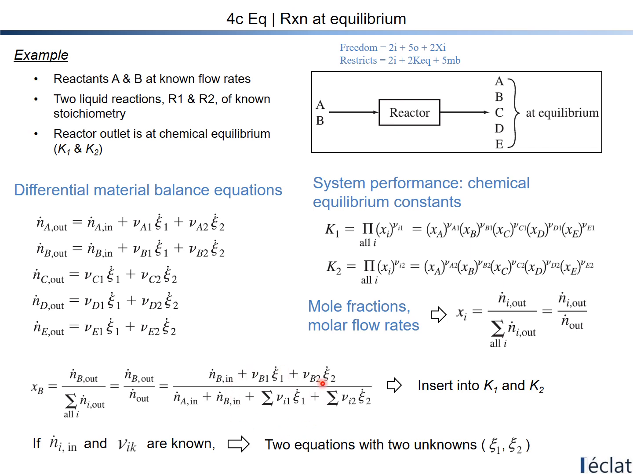Then let me put those xi1 and xi2 functions into the K1 and K2 values. Right now we have 2 equations for the equilibrium constants with 2 unknowns, xi1 and xi2. Then you could calculate the achievable and maximum xi1 and xi2 at the equilibrium conditions.